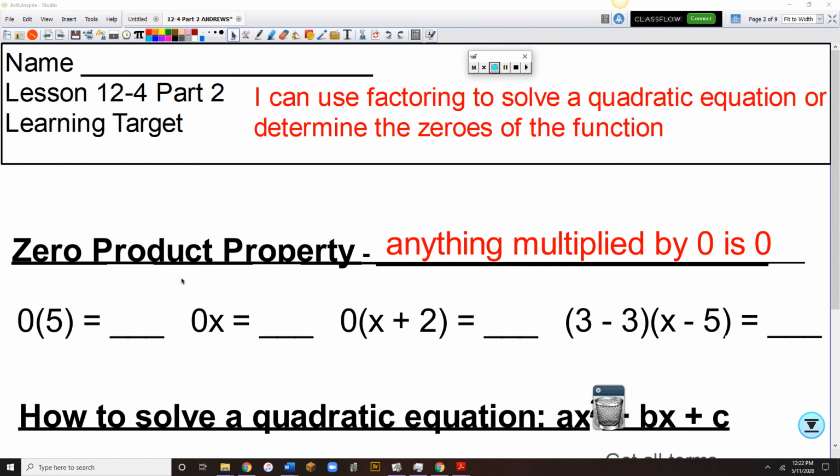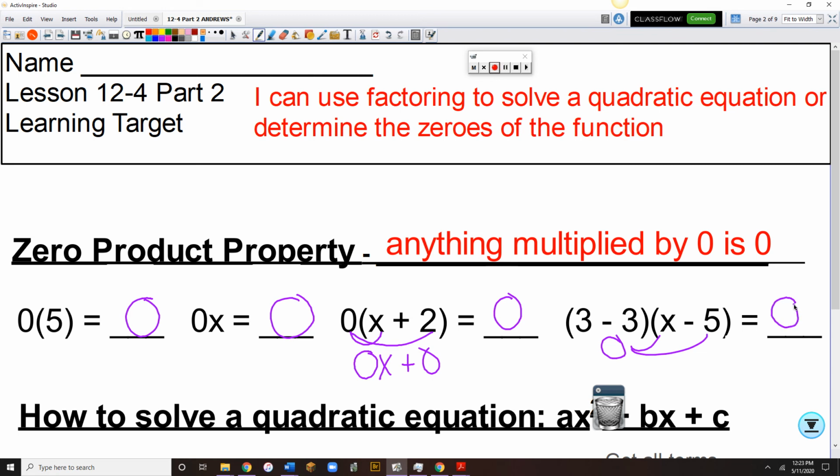Okay, so I'm going to start very simplistically. Okay, 0 times 5, easy, 0. 0 times x, you don't even have to know what the number is. Anything times 0 is 0. Okay, if I distribute a 0, that's 0 times x and 0 times 2, and all of that still makes a 0. 3 take away 0 is a 0, and if I distribute that, I get the same thing I did before.